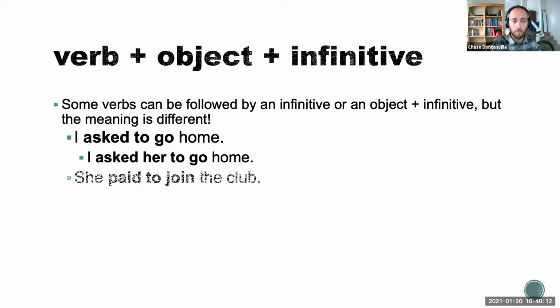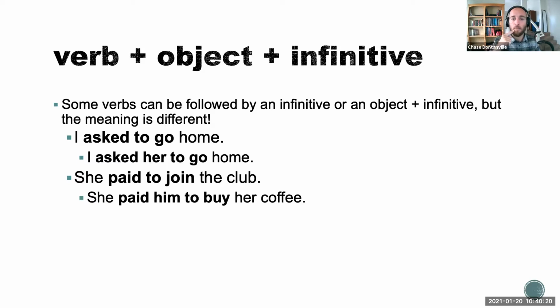She paid to join the club. Okay, so she gave money to join the club. She paid him to buy her coffee. So she gave him money and he went and bought coffee. So the meaning is different, okay? So be careful if you're using these grammar constructions.